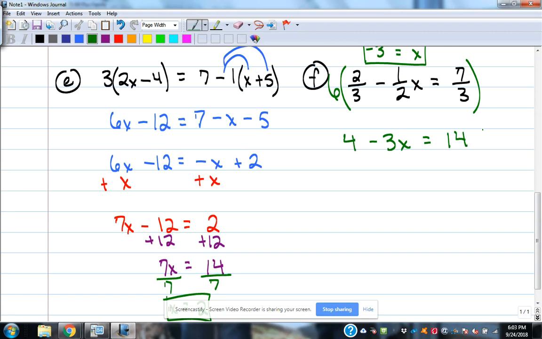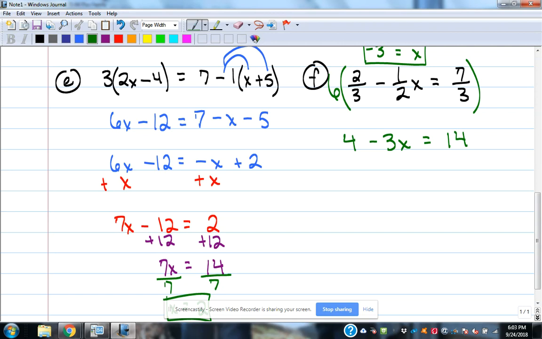Now look at that problem. Are there any fractions in it now? No. Okay? Here's what can blow your mind. When we solve this problem with no fractions in it, it's got the same answer as that one that had all the fractions in it.